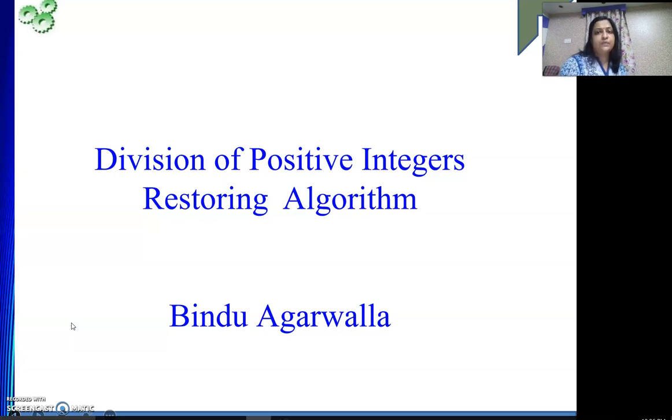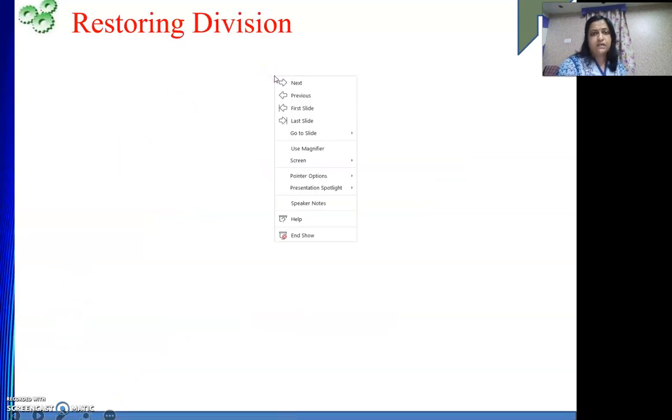In this video we will see division for positive integers. The algorithm that we are going to use is called the restoring division algorithm. We'll see how it works with one example. First we'll see the algorithm, then we'll start with the example.